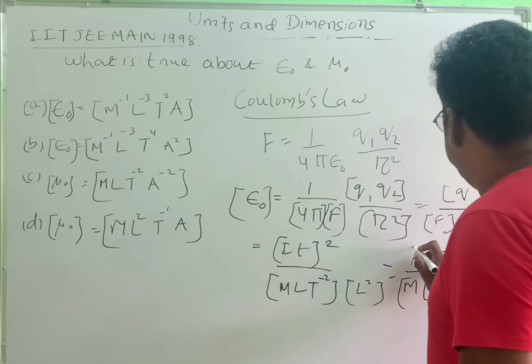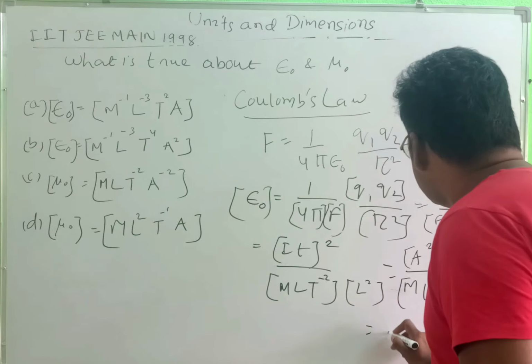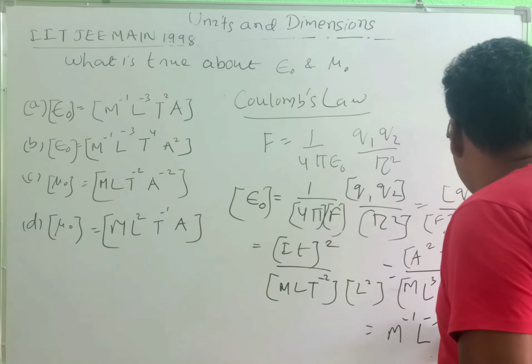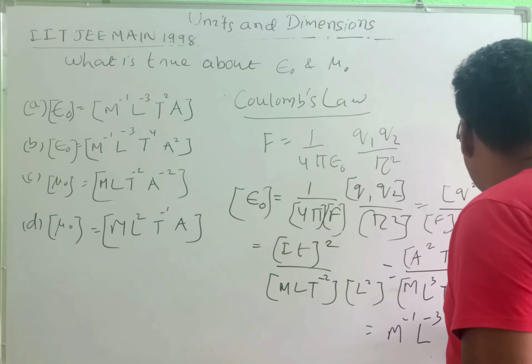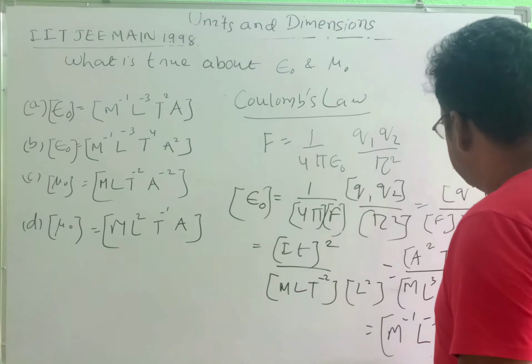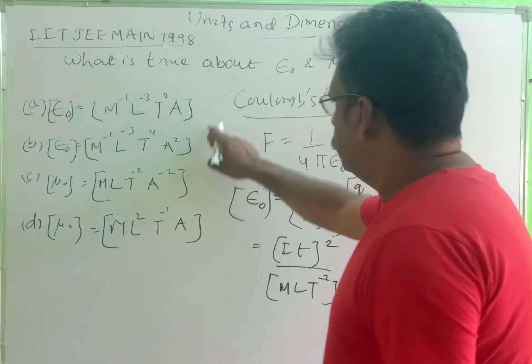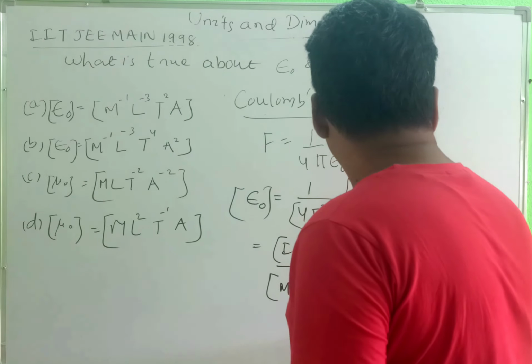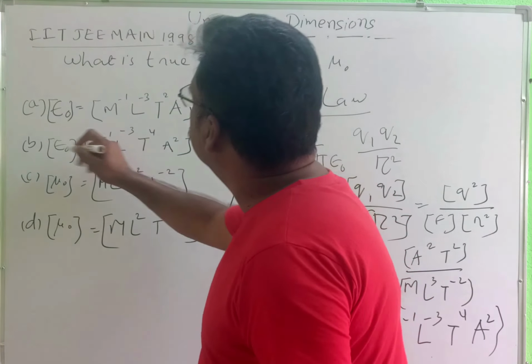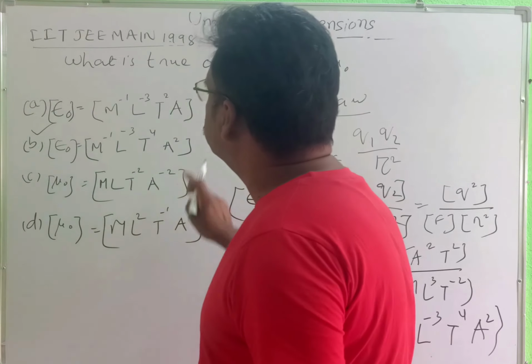Okay students, then this will become M to the power minus 1 L to the power minus 3 T to the power 4 and A to the power 2. Okay students, this is the dimensional formula of epsilon 0. Where is it? Minus 1 minus 3 4 2. So option B is correct for epsilon 0.